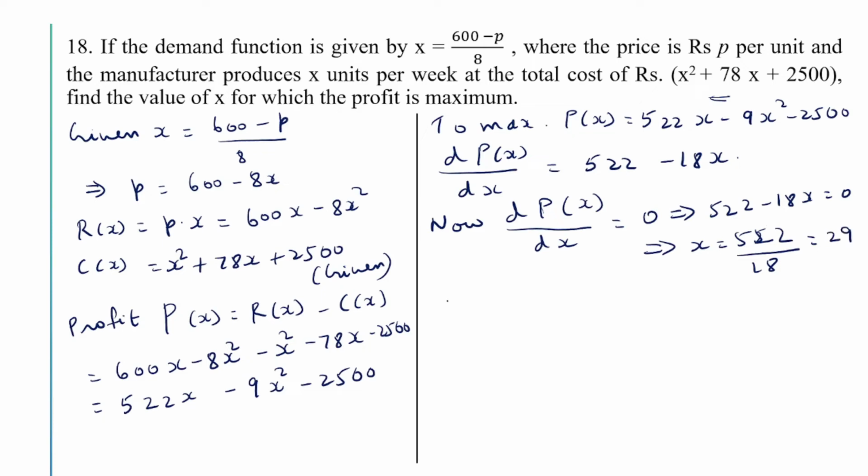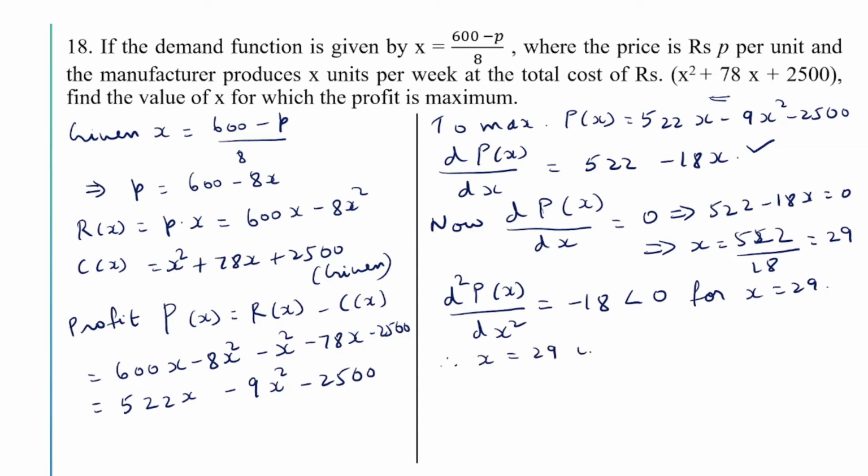Now we will find d square p by dx square. From this we have to differentiate this function. So it is equal to minus 18, which is less than 0 for x is equal to 29. Therefore, we can see that x is equal to 29 is a point of local maxima.